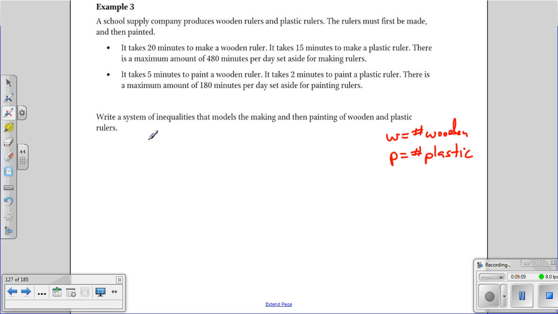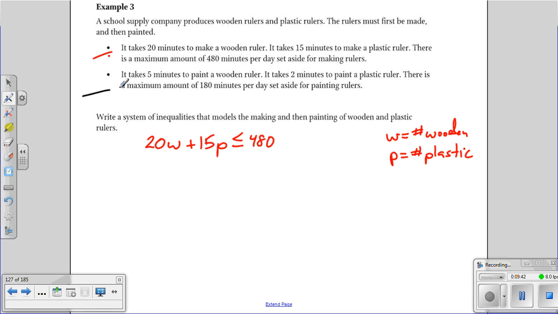So to do this, if it takes 20 minutes per wooden ruler plus 15 minutes per plastic ruler, the time it takes has to be less than or equal to 480. You can't go over 480 minutes. Now you can go short of, let's say it only takes you 470. That's fine. You got 10 minutes to spare. So that's the first restriction, the first equation that defines a constraint. It takes 5 minutes on the second part. So I'll do this one in black.